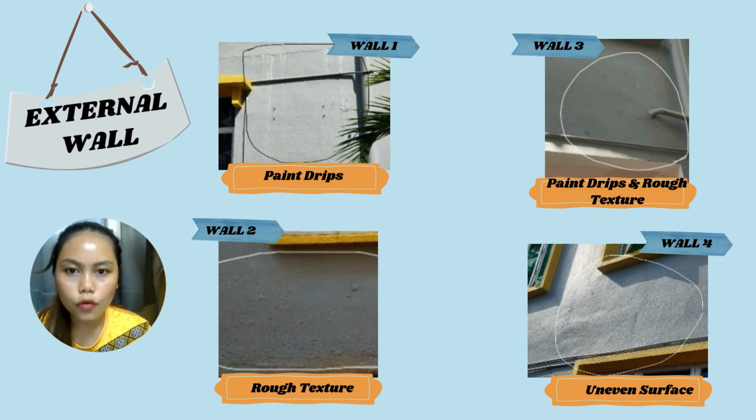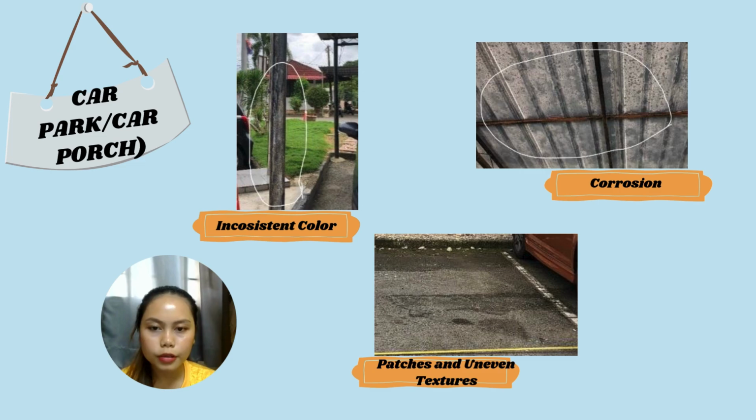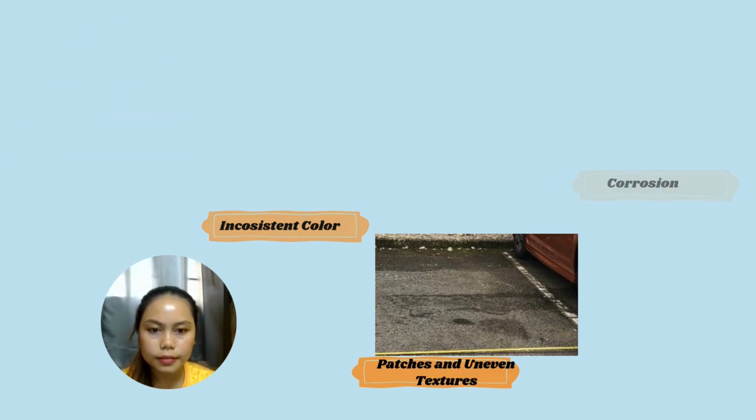And the last one is wall 4. The wall exhibits uneven surfaces, highlighting poor workmanship and a lack of attention to detail. Meanwhile, the apron and perimeter drain were identified. The defects, which are paint drip and corrosion, indicate a gap. In the car park or carports, defects were identified, which are inconsistent color in the column and corrosion in the metal, and patches and uneven texture on the road.